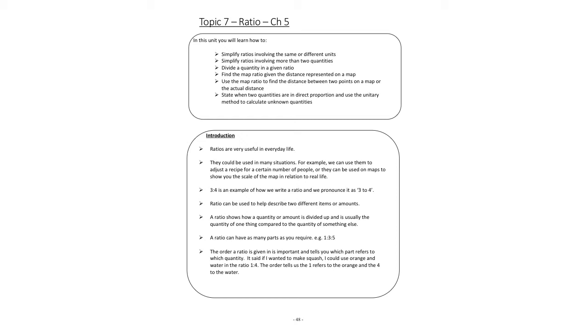Ratios can also have many parts, so we could have it in the form of 1 to 3 to 5, or 1 to 4 to 5 to 6. And the order of a ratio is really important as it refers to each specific quantity. If you wanted to make some squash or diluting juice, I could use orange to water ratio 1 to 4. This means that we've got 1 part of orange and 4 parts of water.